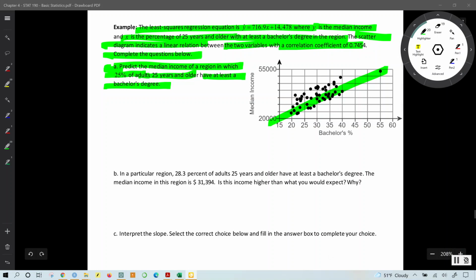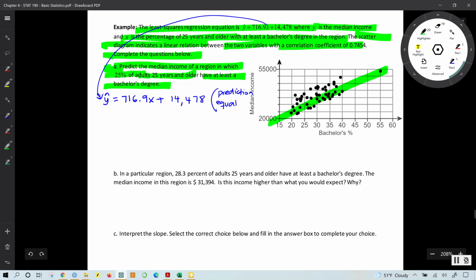In this example, what we want to show you is that this regression line, y hat equals 7.169x plus 14,478, is also called a prediction equation.